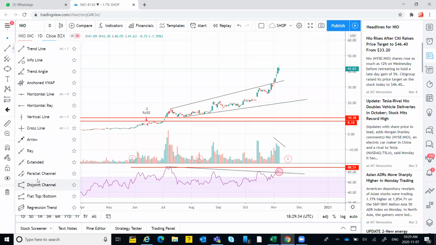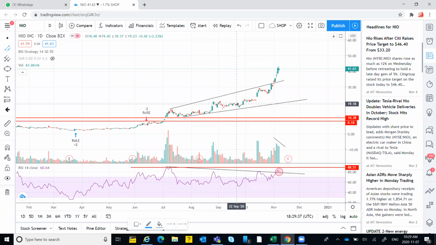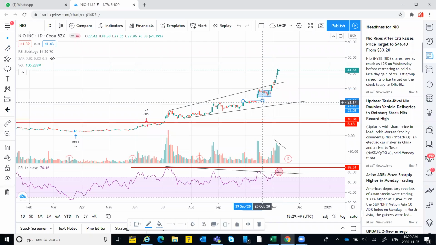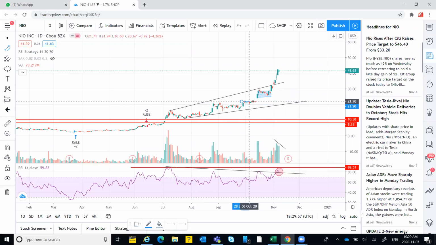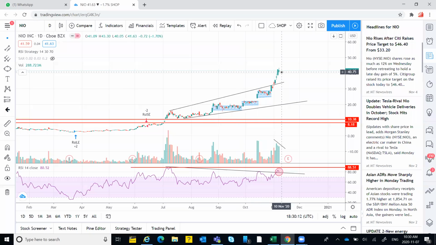There is a parallel channel. Okay, this pattern: a consolidation, then it went up. Then again a consolidation. Candle sizes were very small. Again, look here. So consolidation, jump, consolidation, jump, consolidation, jump. And this time it was a big jump. Here also the same.